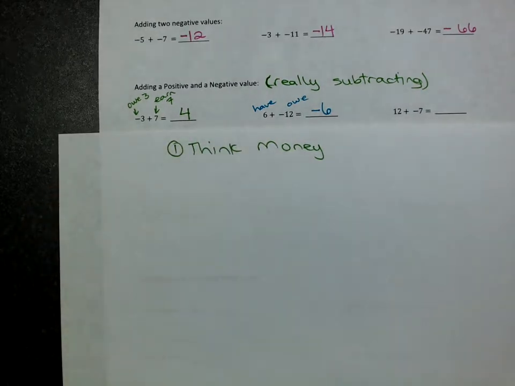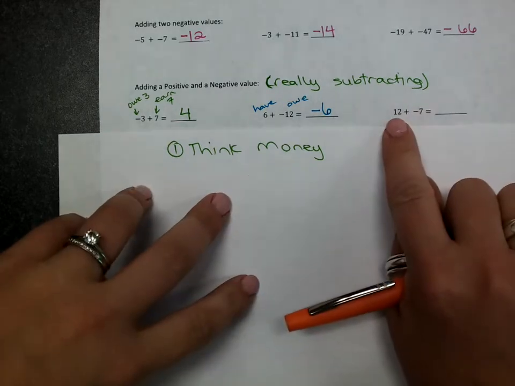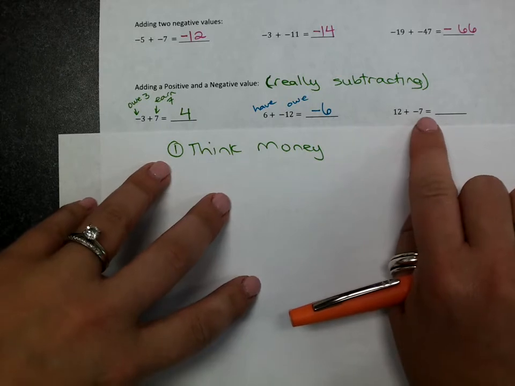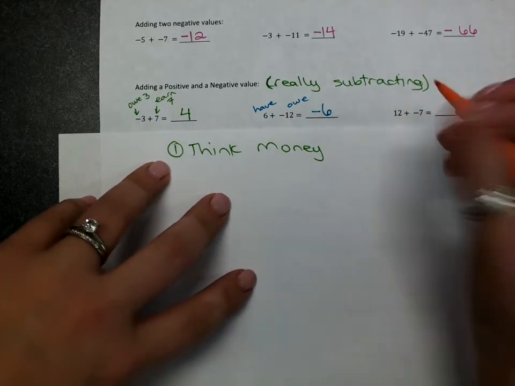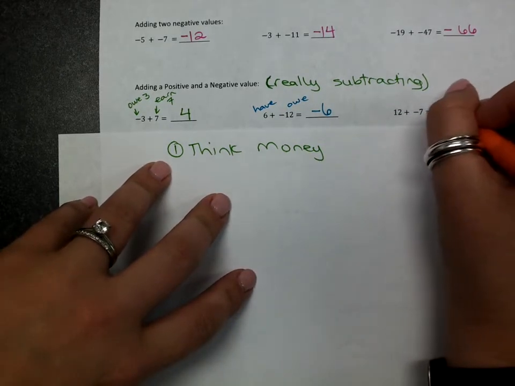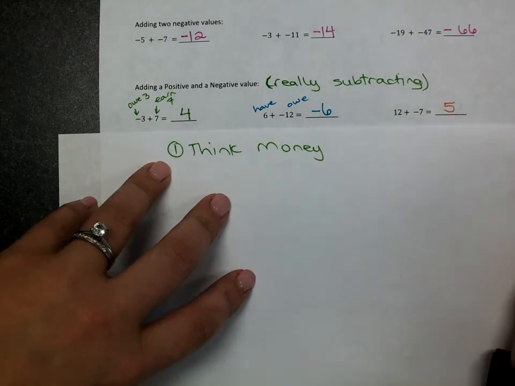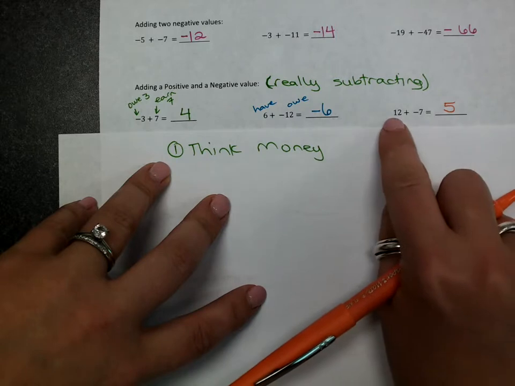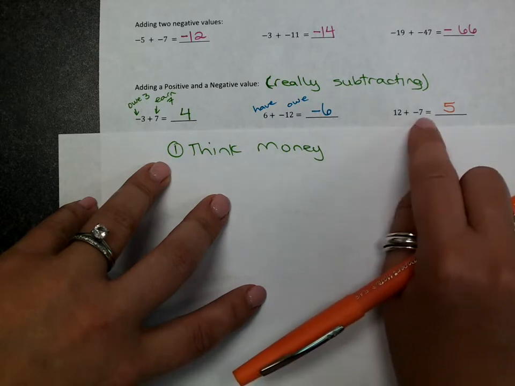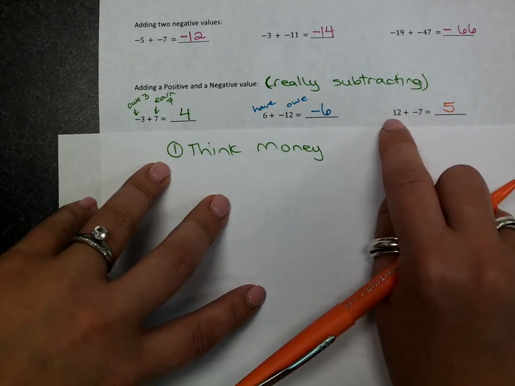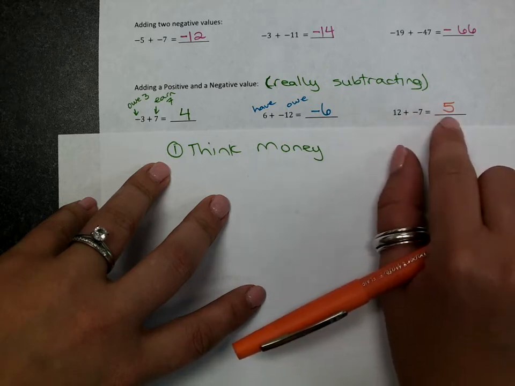Let's see, the next one is +12 plus -7. So I have $12 and I owe someone $7. Well, if I pay them their $7, in my pocket I have left a +5 if I think money. You can also think that we're really subtracting 12 and 7, which is 5, and the positive number is bigger, so my result is positive.